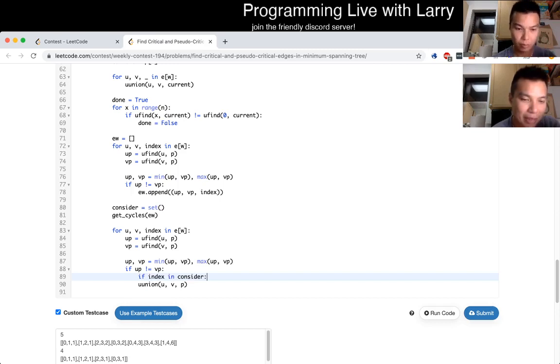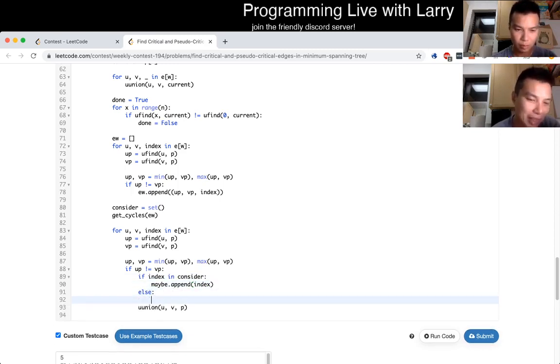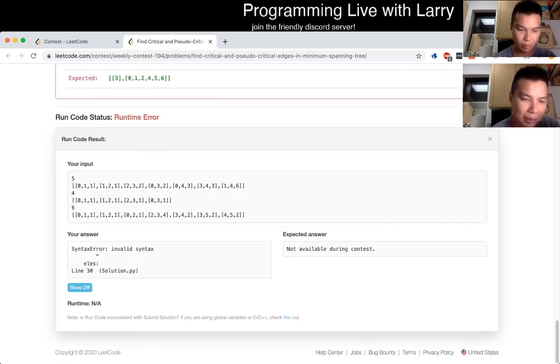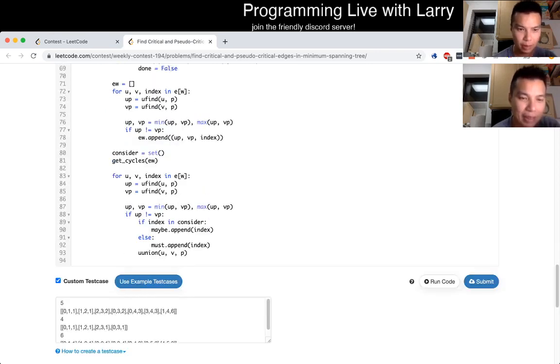Okay. That means that we have to add this edge into the answer. If the answer is... I did a little bit weird, but yeah, I have a typo on else, I think.